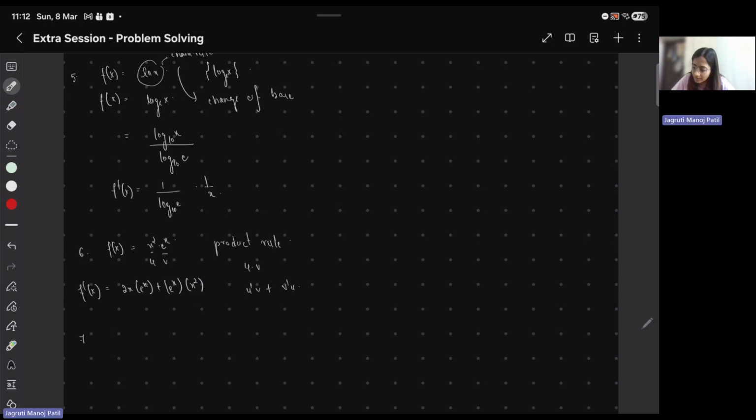Similarly, I'll add this in here. You can solve it by yourself if it is given as x square times sine x. The same product rule you need to follow over here.